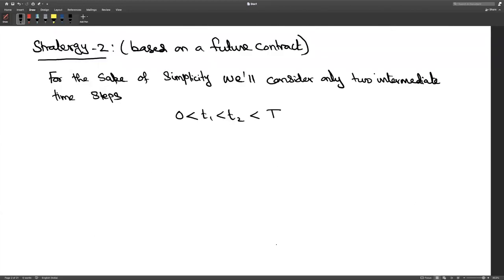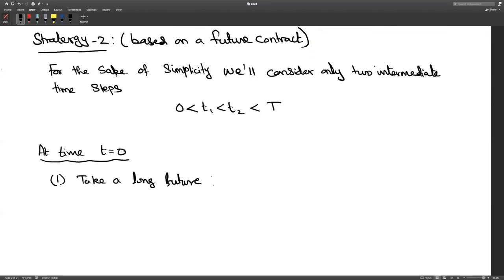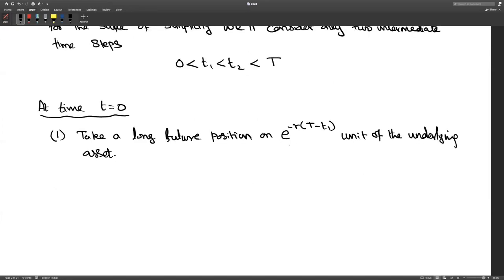Let us get into this strategy. At time T equal to 0, we build the portfolio like this, that is at the initial level. Take a long future position with e to the power of minus r (T minus T1) unit of the underlying asset. So this is just a fraction of that asset. We have assumed that such trades are possible.